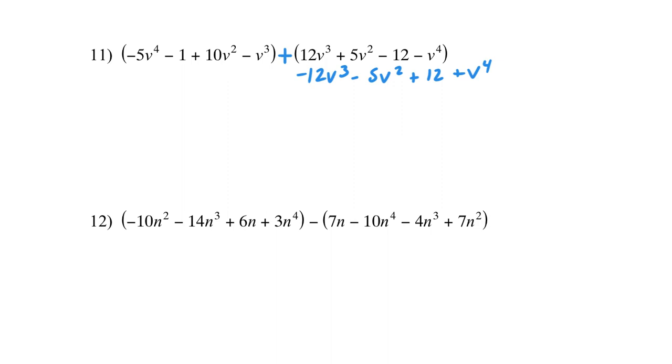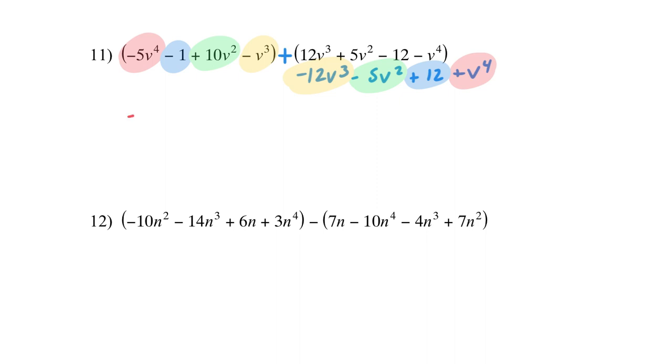I do the same work with finding my like terms. Negative 5v to the fourth goes with v to the fourth. Negative 1 goes with 12. 10v squared with negative 5v squared, and negative v cubed with negative 12v cubed.